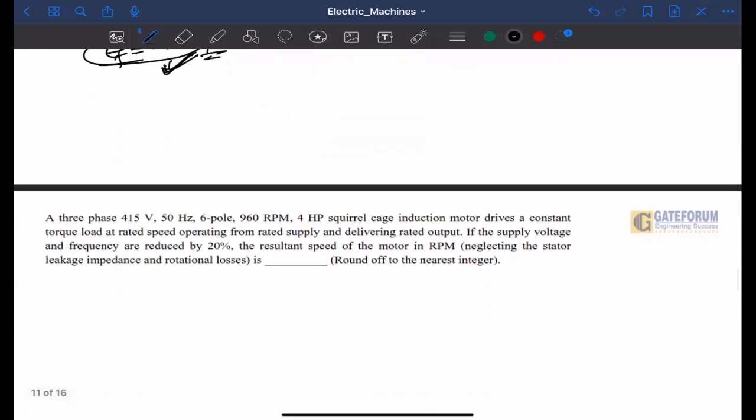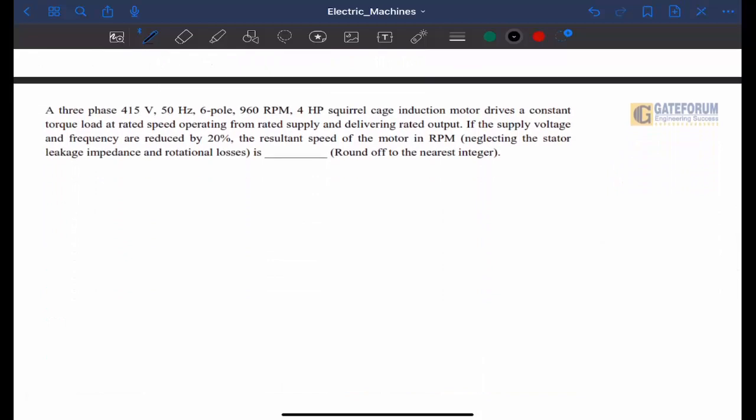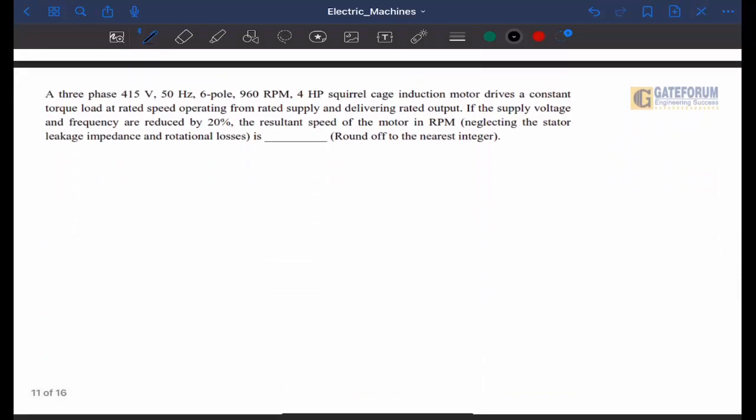We will have another question. This question belongs to induction motor. A three-phase 415 volt, 50 hertz, 6 pole, 960 rpm, 4 hp squirrel cage induction motor drives a constant torque load at rated speed, operating from rated supply and delivering rated output. Till this, everything is rated in nature.